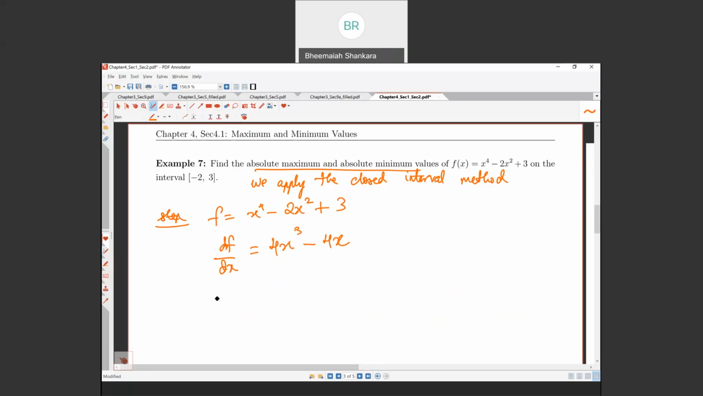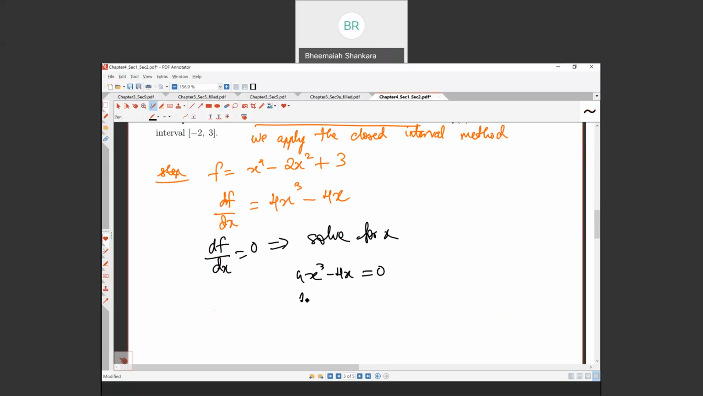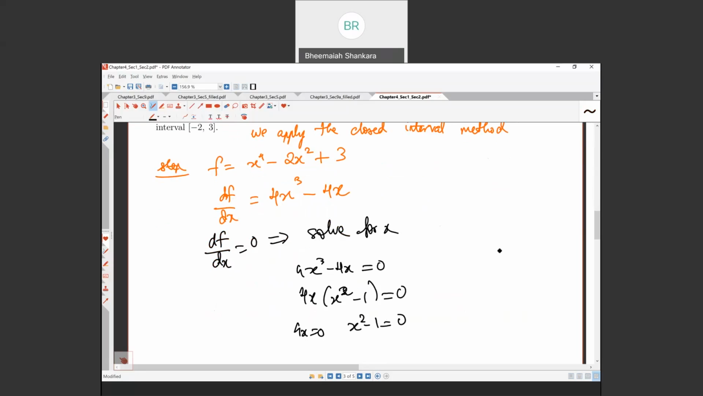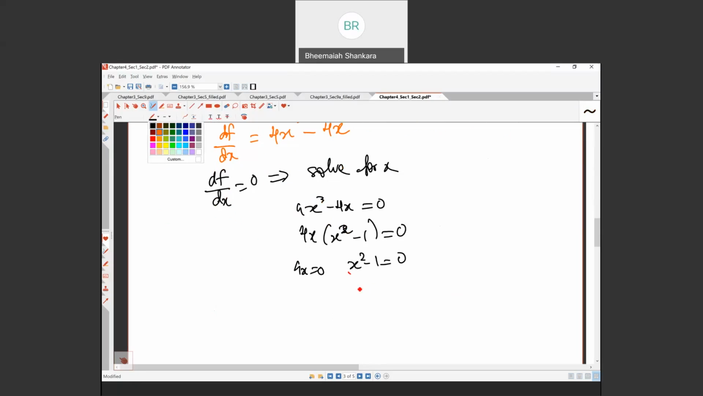Then we equate the derivative to 0 and we want to solve for x. So you see that 4x cubed negative 4x equal to 0. You can factor 4x from each of the terms. You have x squared negative 1 equal to 0. So either 4x is 0 or x squared negative 1 is 0. But this can be factored further as x minus 1 times x plus 1, difference of squares, equal to 0. So either x is 1 or x is negative 1.